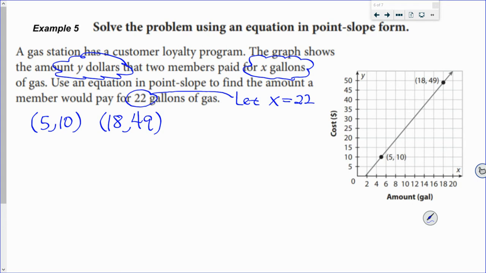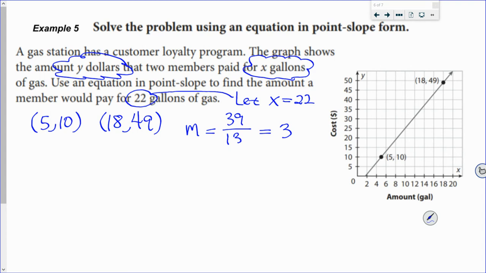So in order to write point slope form, we have to have a point. And what else do we have to have? Slope. Thank you. And so we don't have a slope, do we? But we can find the slope really easy. We can just figure that out by subtracting our y's. 49 minus 10, which is 39, and 18 minus 5, which is 13. And then 39 divided by 13, I believe, is 3. You might want to check my math on that. So my slope is 3.